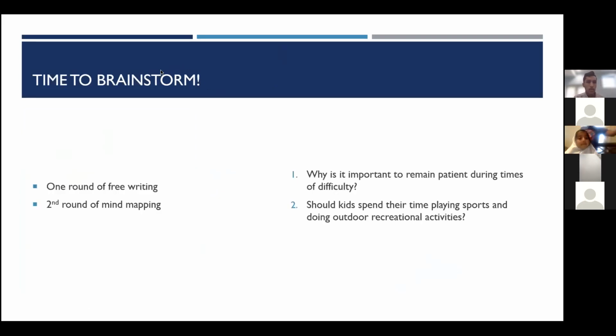Okay, so why don't we go ahead and try some brainstorming, if you guys can do that. As you can see, there are two essay prompts on the right. The first one is, why is it important to remain patient during times of difficulty? And the second one is, should kids spend their time playing sports and doing outdoor recreational activity?